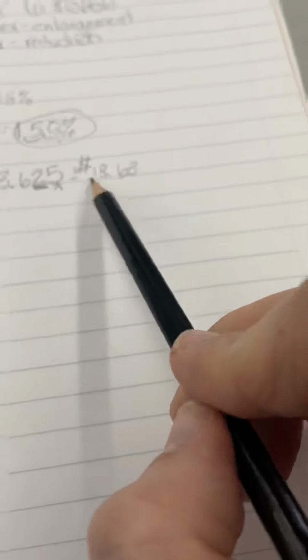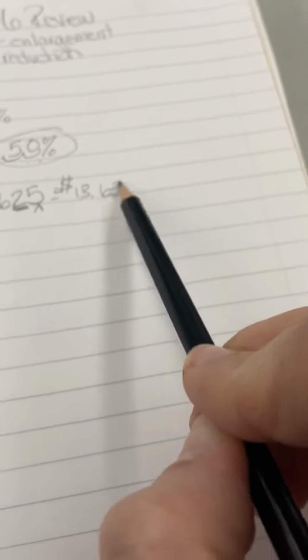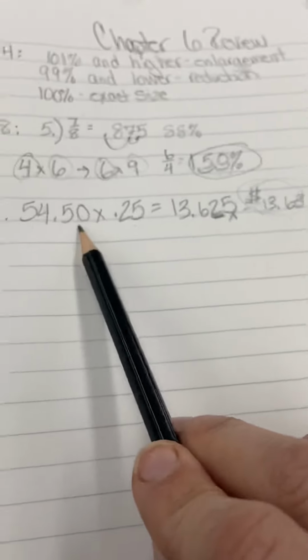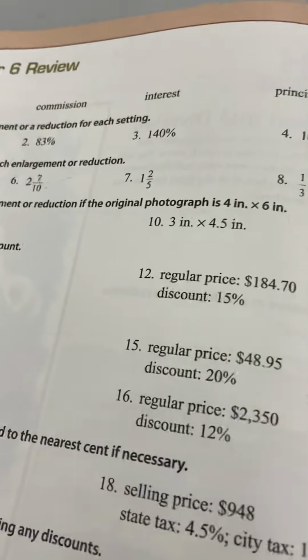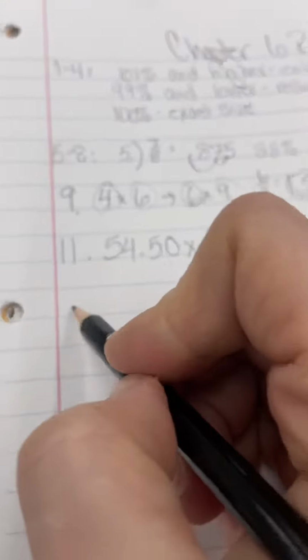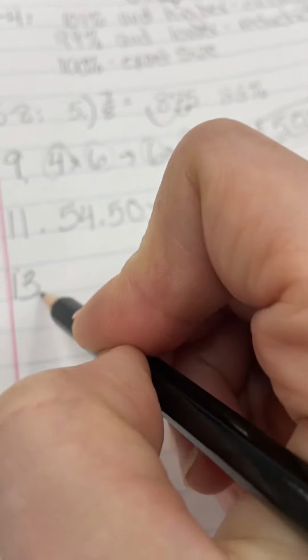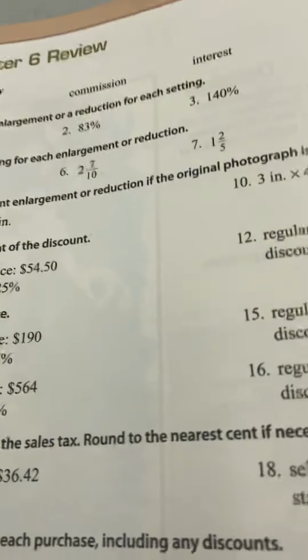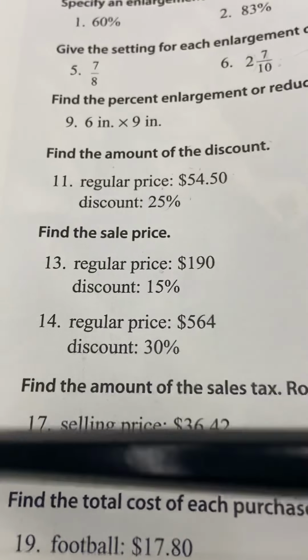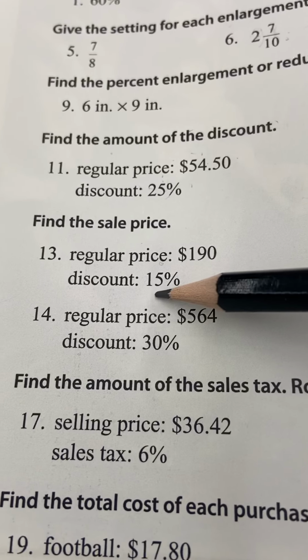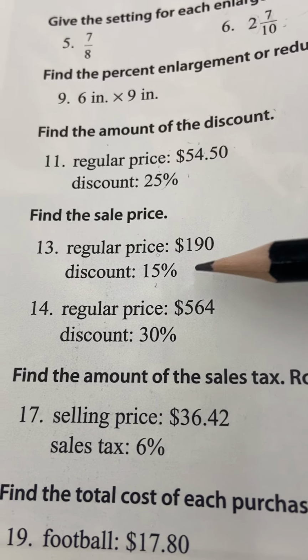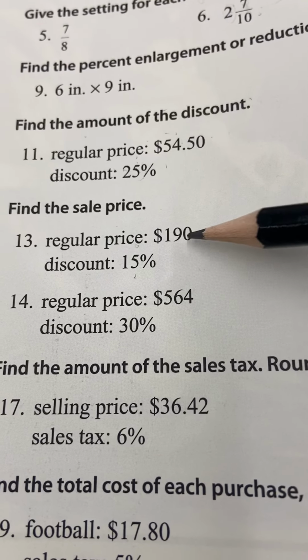So that is how much the discount I get off of $54.50. Okay, so that's what you do for number 12 as well. For number 13, it says find the sale price. So I'm not only finding the discount, but I'm going to find out how much I'm going to owe them.